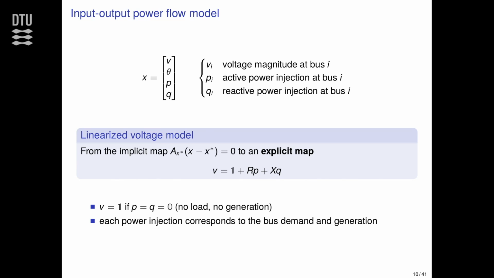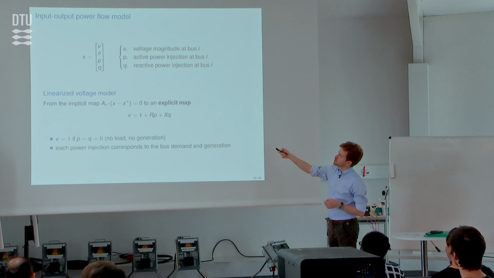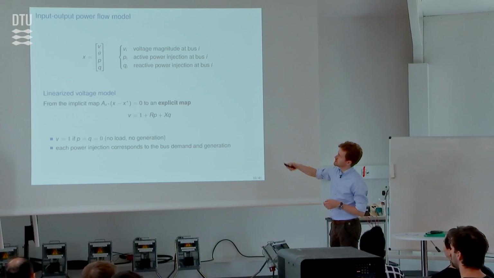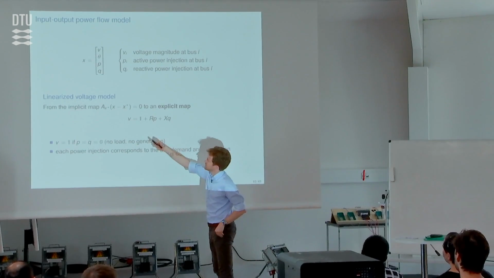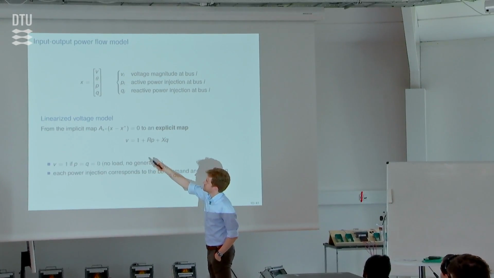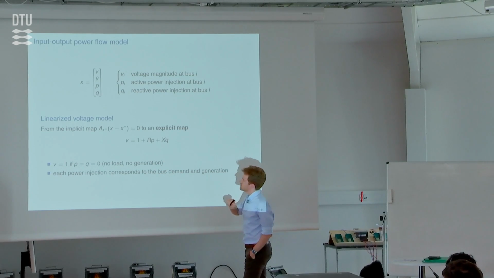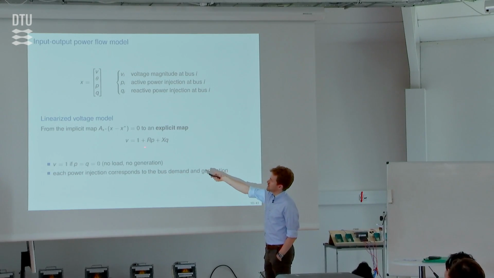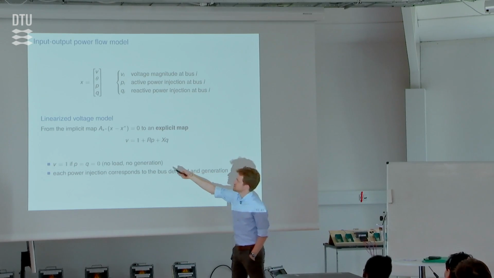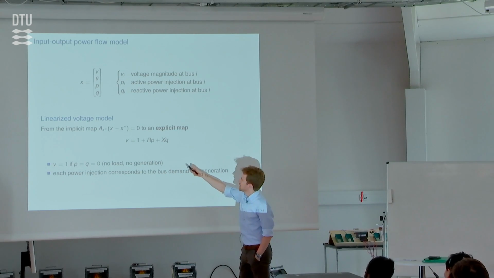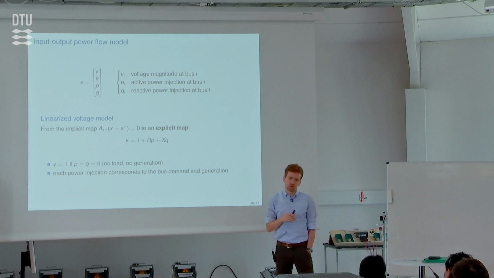Okay, so I told you before that we are looking at the problem of satisfying constraints with generation curtailment. So for the lecture today, it's a bit more convenient to use an input-output linear model. So we take this implicit map that I showed you before, A times (x minus x star) is equal to 0. And we would actually want a map which is explicit, like it tells you the voltage of the grid is going to be this function of active and reactive power injections.